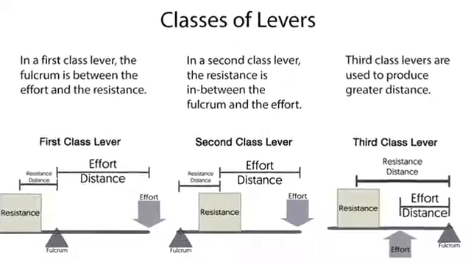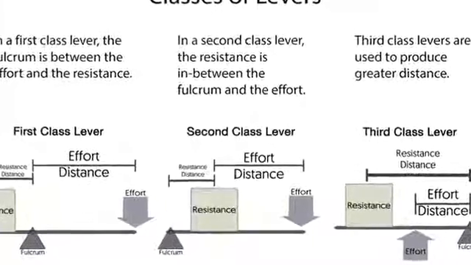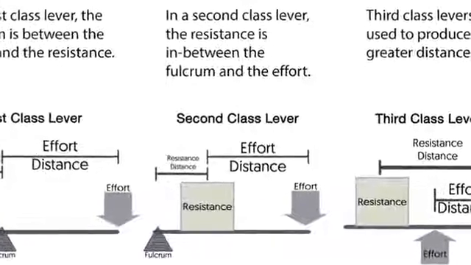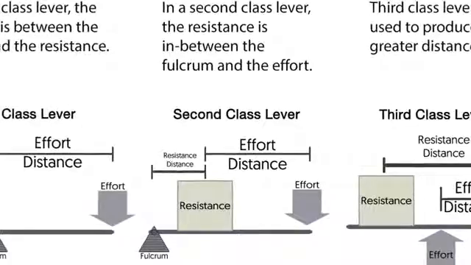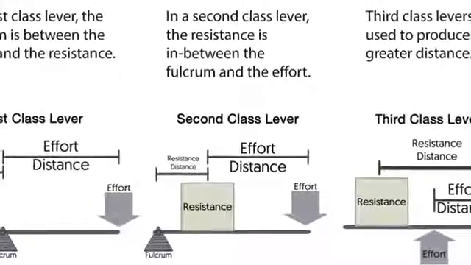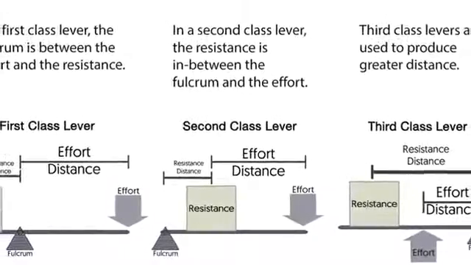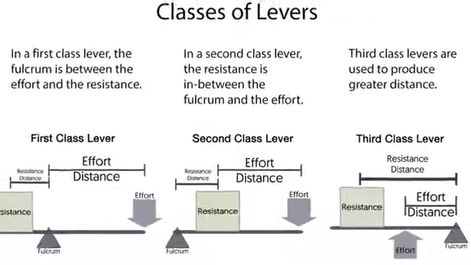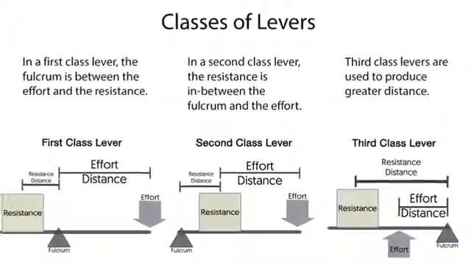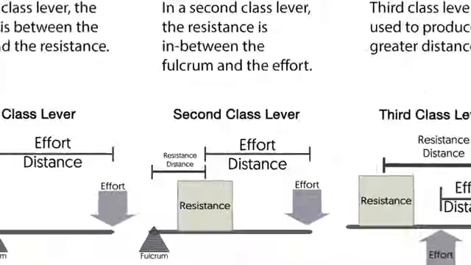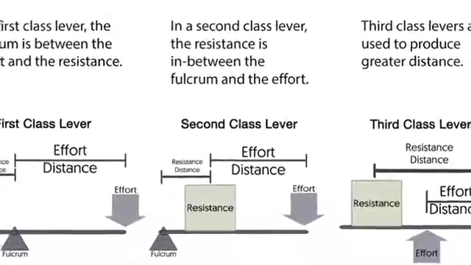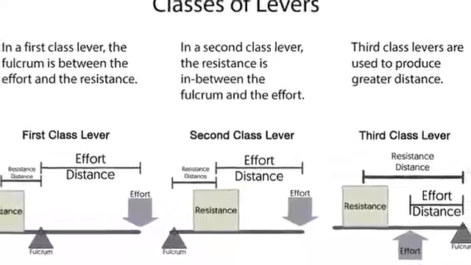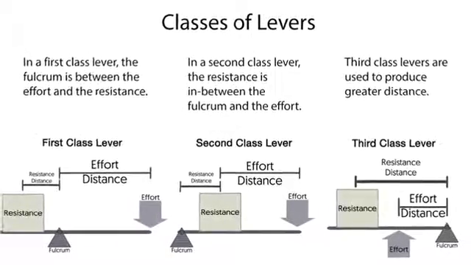Second-class levers is where the resistance is in between the fulcrum and the effort, whereas a first-class lever is able to increase force and distance through mechanical advantage. A second-class lever is only able to increase force. A common example of a second-class lever is the wrench. The force exerted by your hand at one end of the wrench is magnified at the other end. Basically, with a second-class lever, you are producing greater force at the other end.